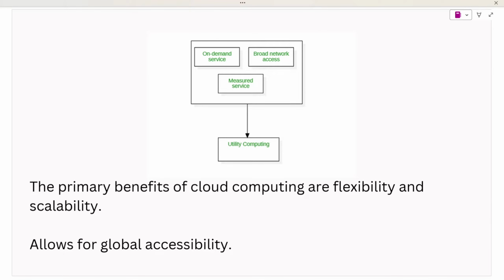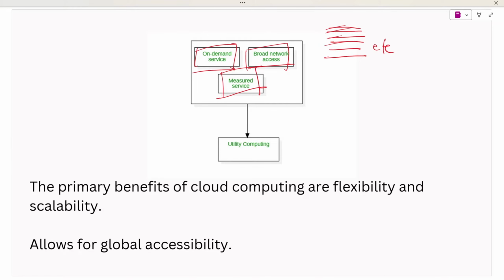So as you can see in this diagram, the user can easily get the resources on demand from the server. Cloud computing has broad network access and provides multiple resources for the users like storage, operating system, hardware, database, etc. and measured services, where the user can easily access the services by paying only for what they need. The primary benefits of cloud computing are flexibility and scalability.